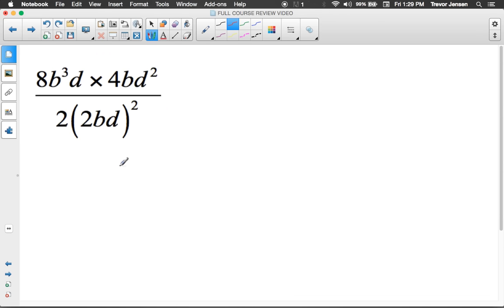Let's do one more. If you can do this example, you can be confident that you understand all of the exponent laws. So for this example, start with just the numerator. Forget about the denominator for now. Let's look at just the numerator and simplify that. I have an 8 times a 4. That's 32. Now look for powers of the same base. I have a b cubed times a b to the 1.